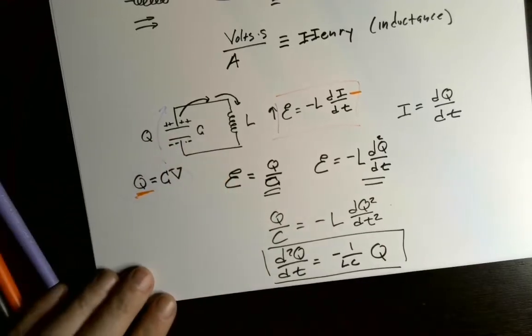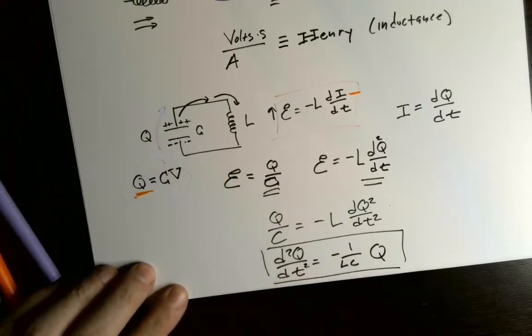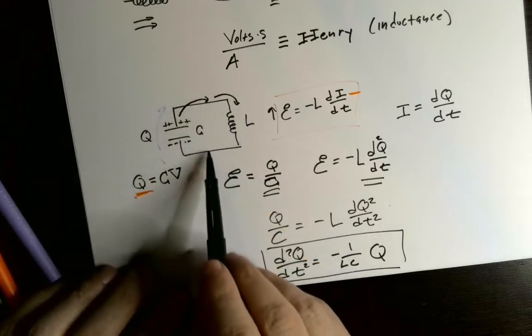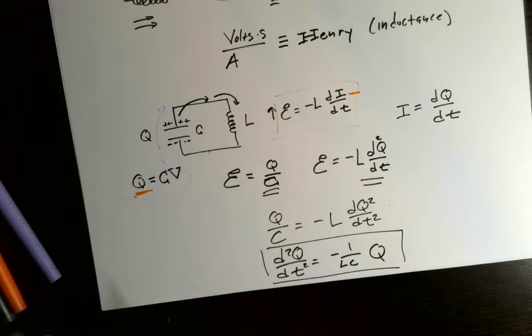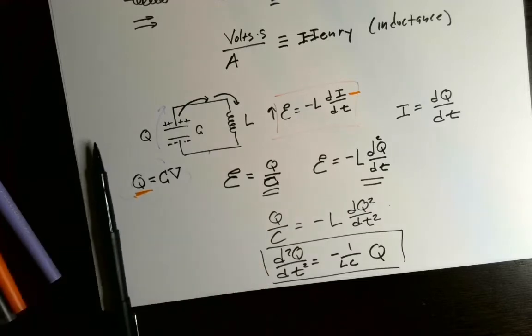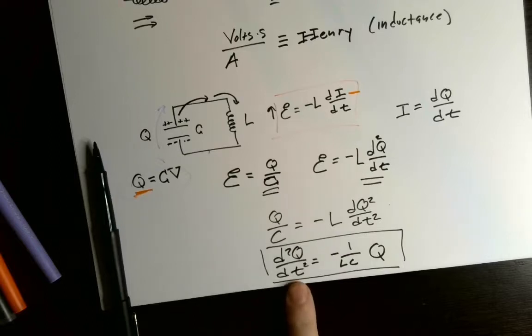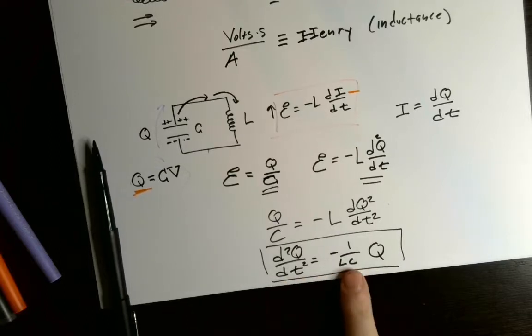Okay? The second derivative of the charge on the capacitor, or flowing past some point in the circuit, is equal to some constant with a negative sign in front of it times the charge. This is a differential equation that should look familiar to you. The rate of change of thing equals negative constant times thing. Okay?